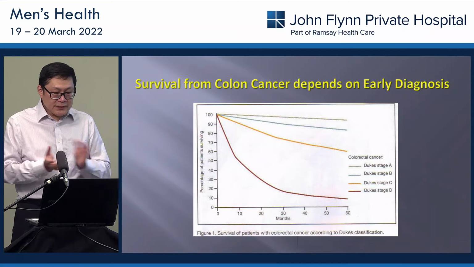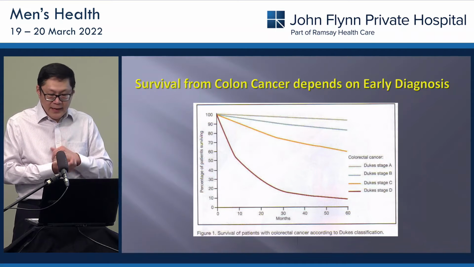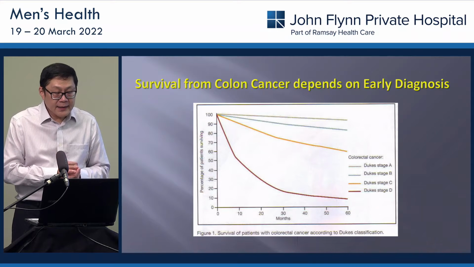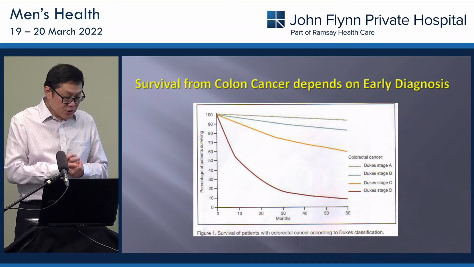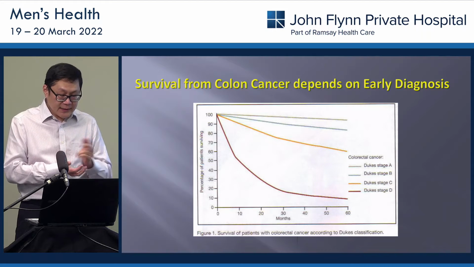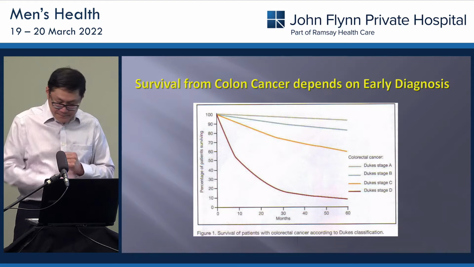This graph shows that survival from colon cancer obviously is affected by the stage at detection. So obviously, the earlier the stage that we detect cancer, the better the outcome.